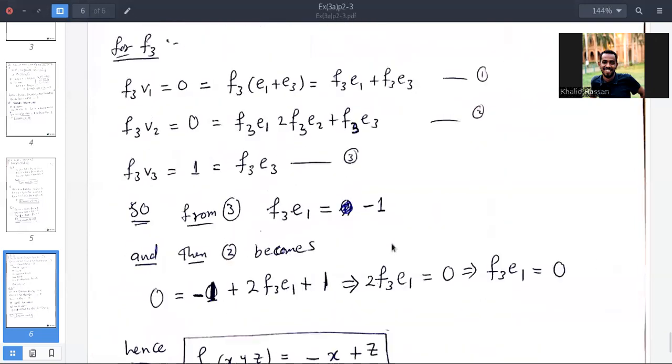For f3, we do the same. We have three equations: f3 v1 equals 0, f3 v2 equals 0, f3 v3 equals 1. Now f3 v1 equals f3 of e1 plus e3, which is f3 e1 plus f3 e3. And again, the second equation, f3 e1 plus 2 f3 e2 plus f3 e3. And the third one, f3 e3 directly equals 1. So we can get back to equation 1. We get that f3 e3 is 1, hence 0 equals 1 plus this, so this itself equals negative 1.